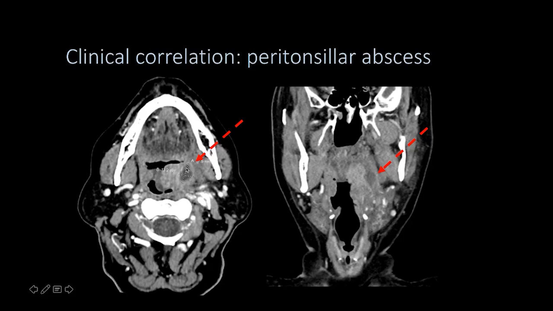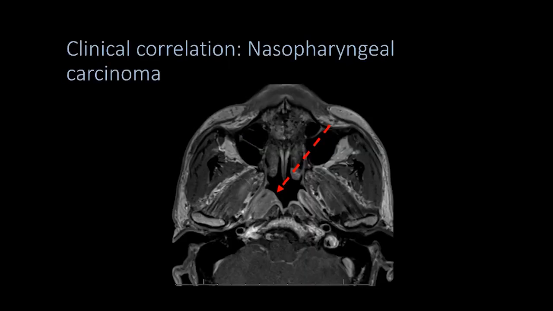So this is a patient where you see a centrally low density, peripherally rim enhancing fluid collection along the lateral oropharyngeal wall next to some reactive hyper enhancing tonsillar tissue. So this is a classic appearance for a peritonsillar abscess.